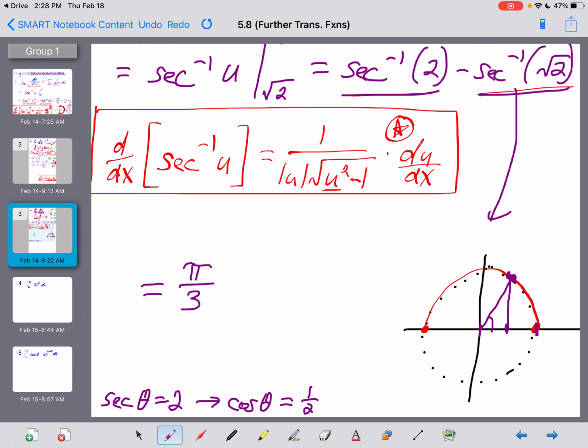And when there's something you can come up with relatively quickly, there's no point in making yourself memorize it. That's just me. Minus, all right, what's the second one? The inverse secant of root 2.